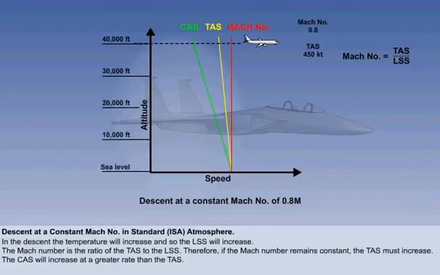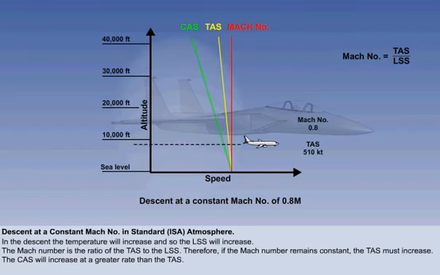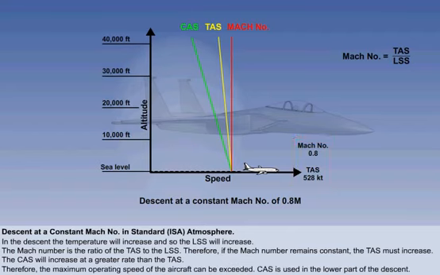The best way to see this is to put an actual example on the graph. If we say that at 40,000 feet the Mach number is 0.8 M, the calculated TAS will be 450 knots in the standard ISA atmosphere. In a constant descent at 0.8 M, the TAS will increase to 528 knots at sea level, which may well be in excess of the maximum normal operating speed for the aircraft. CAS is used in the lower part of the descent.